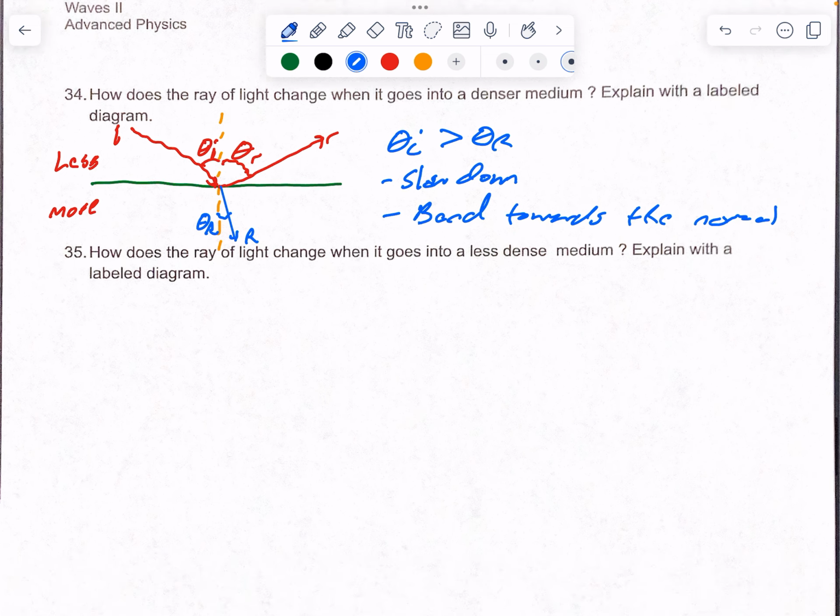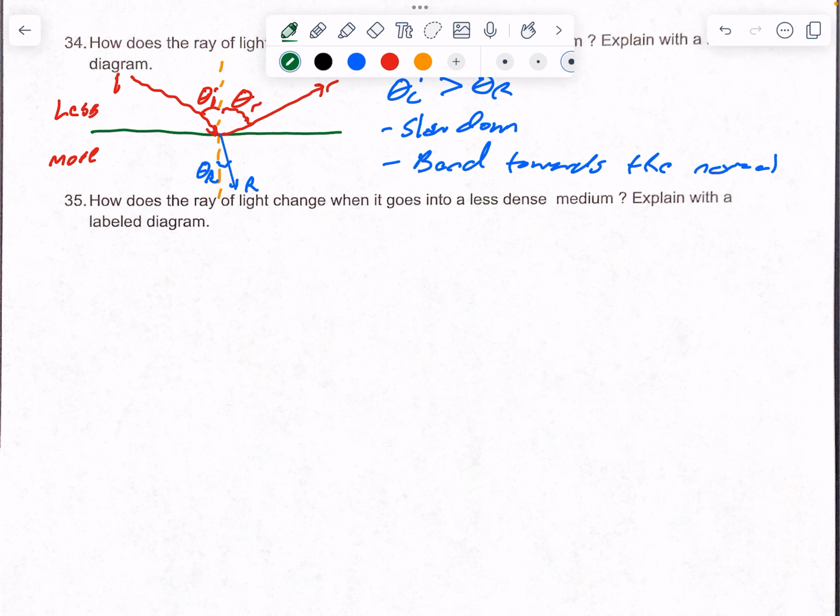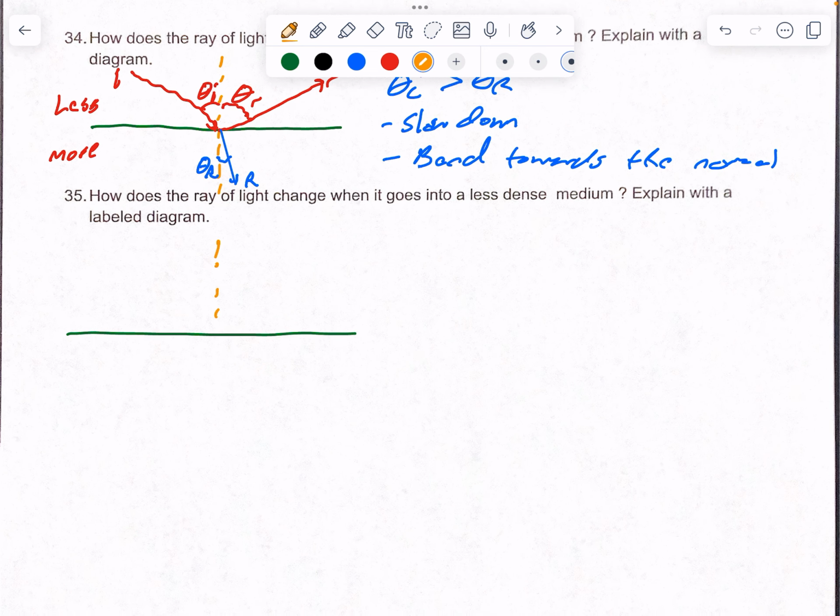Okay, so let's do the next one. How does it look if we go from more dense into less dense? So let's do my barrier, and let's draw the normal line. We're going from more to less. So the incident ray is coming in, incident angle. You have the ray that's reflected off, so there's your reflected ray. Those angles are both the same.